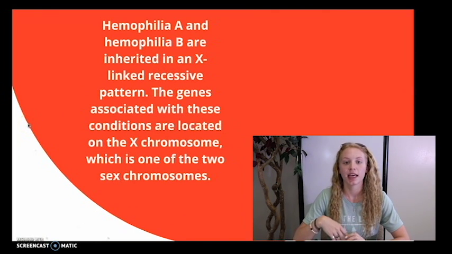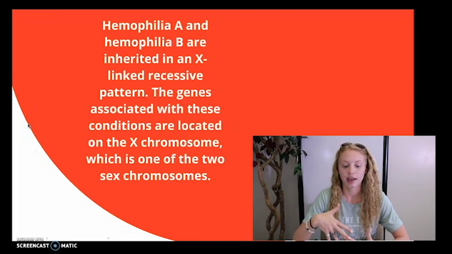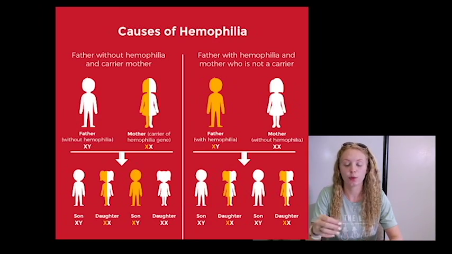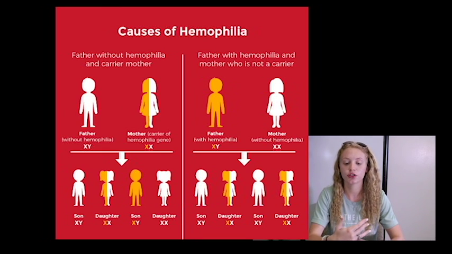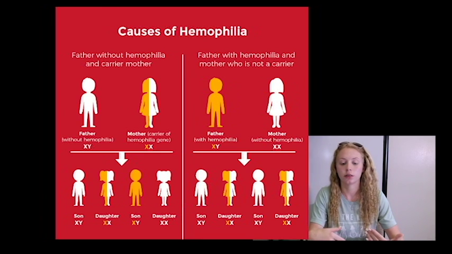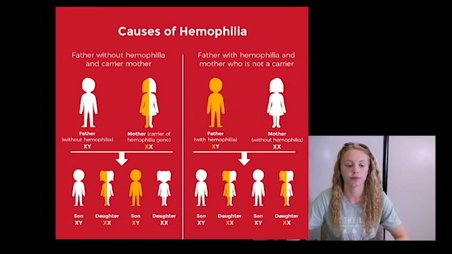Causes of hemophilia: it's a sex-linked gene, so it is attached to the X chromosome. As you can see on the screen, we have a picture of the causes of hemophilia. You can see, according to the different people, the father and the mother, and the different genes that have the hemophilia trait in the carrier of it, how that affects the children and all of that.